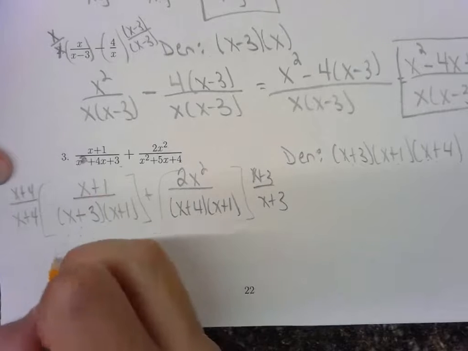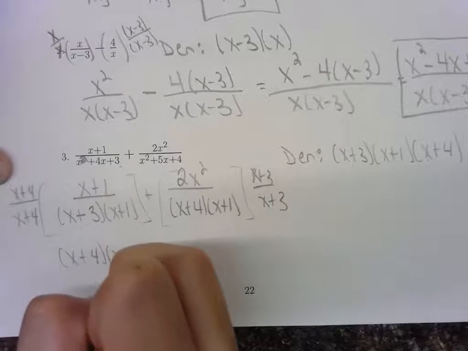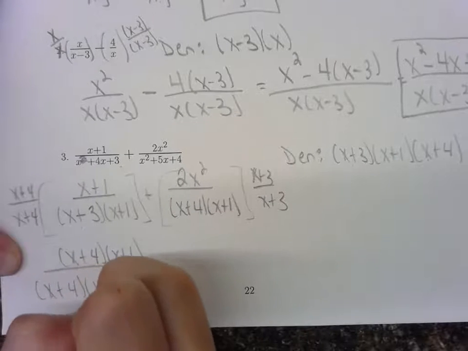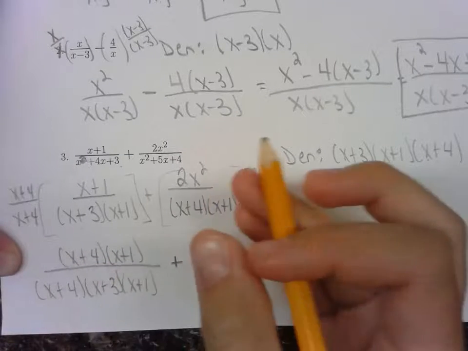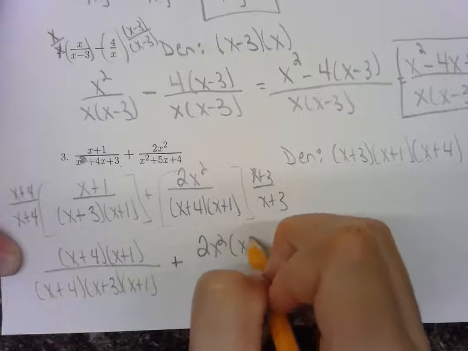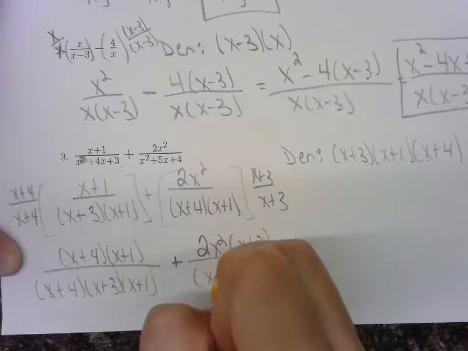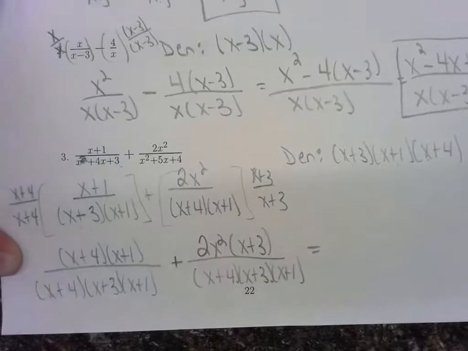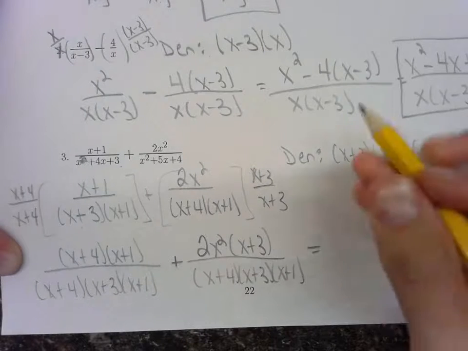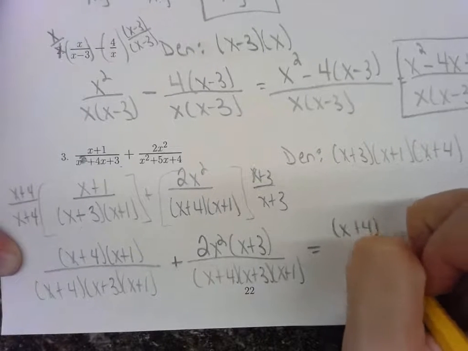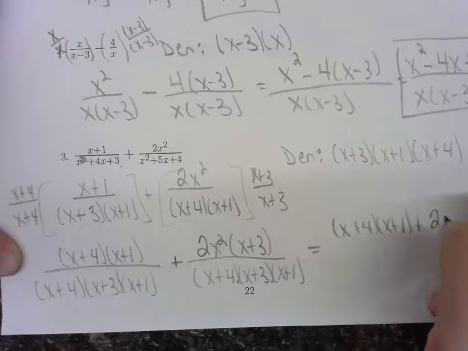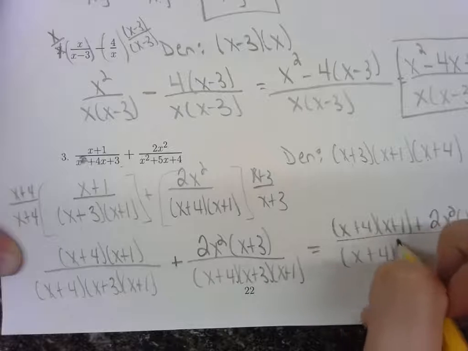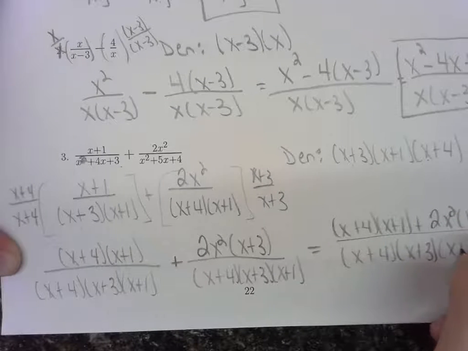So this first fraction becomes x plus 4 over x plus 1. Our denominator is x plus 4 times x plus 3 times x plus 1. Our second fraction is 2x squared times x plus 3 over x plus 4 times x plus 3 times x plus 1. So now we have the same denominators, so we can just add the numerators. X plus 4 times x plus 1 plus 2x squared times x plus 3, all over x plus 4 times x plus 3 times x plus 1.